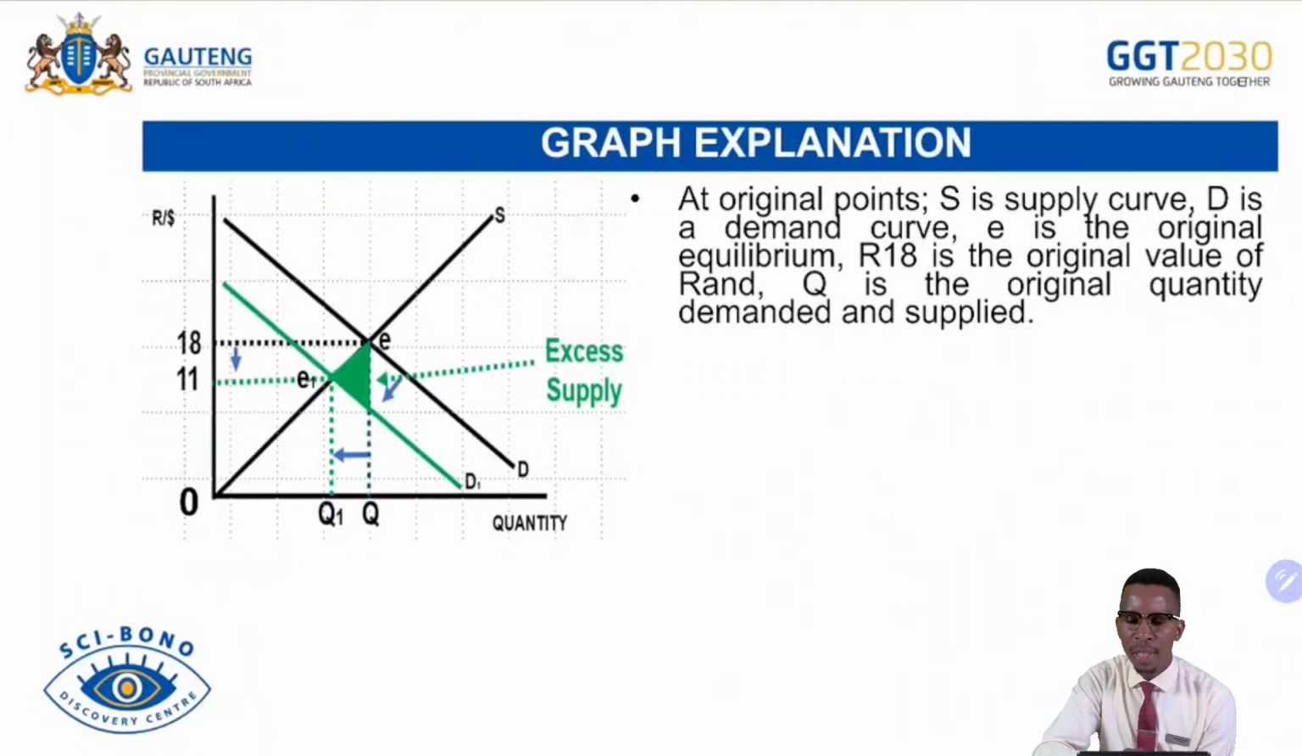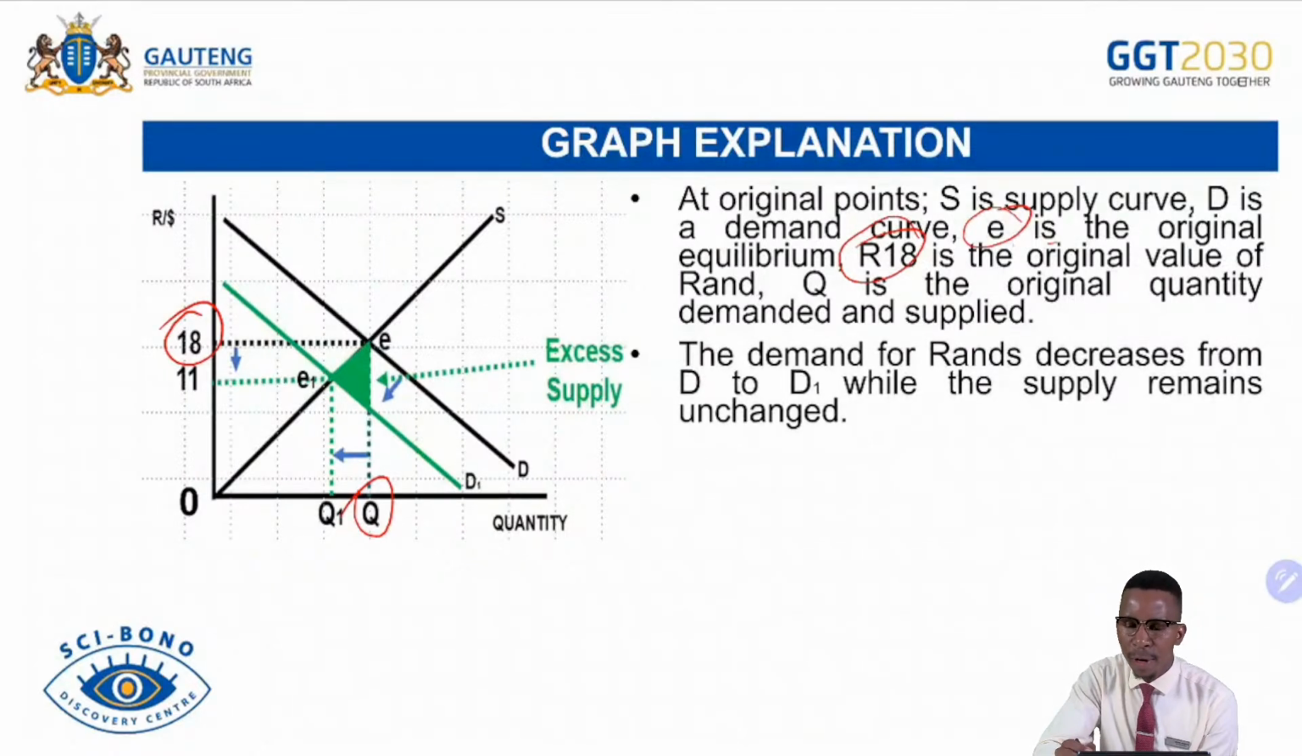At the original point, S is the original supply curve, while D is the original demand curve. E is the original equilibrium. You can see E there being the original equilibrium. 18 is the original value of the rand against the US dollar. Here is the original value of the rand. And then the quantity demanded and supplied there is Q. These are the original points.